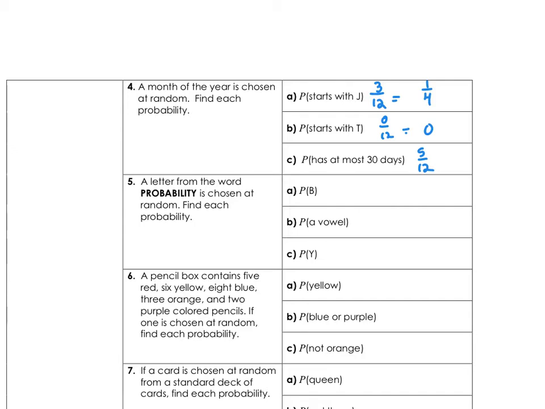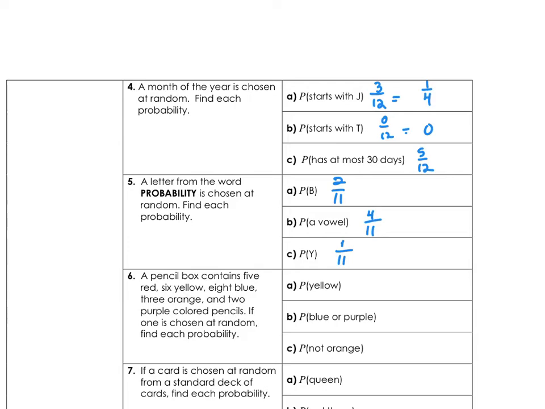All right, question 5. A letter from the word probability is chosen at random. Find each probability. So what are the chances? What's the probability that you would pull the letter B? Well, we have 2 B's in the word probability, and there are 11 letters. So that's going to be 2/11. How about a vowel? How many vowels do we have? 1, 2, 3. Oh, there's 4 vowels out of 11 letters. How about the letter Y? 1 out of 11, right?